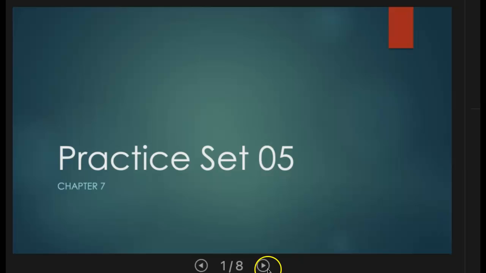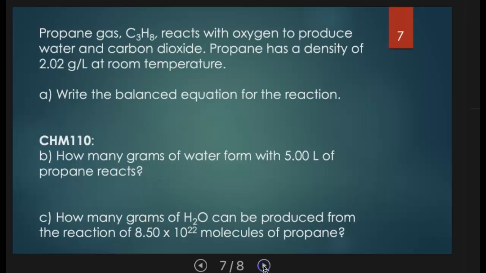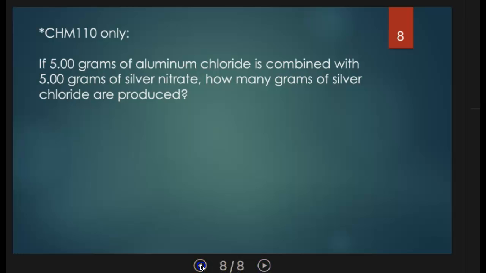All right, so our last slide, slide 8. We've completed all of these others. There we go. Slide 8. If 5 grams of aluminum chloride is combined with 5 grams of silver nitrate, how many grams of silver chloride are produced? Okay, there's always a test question that's very similar to this.